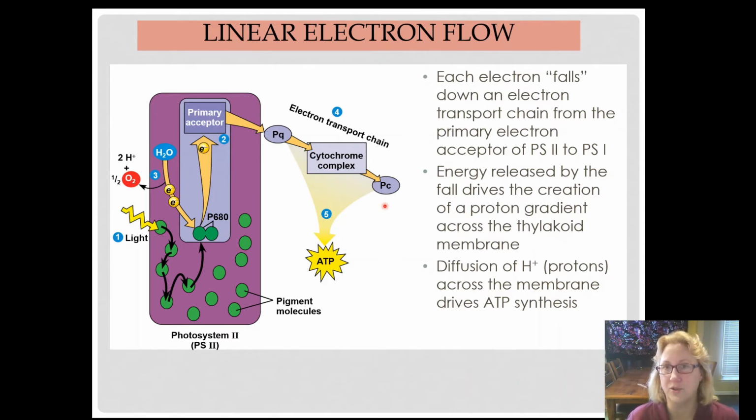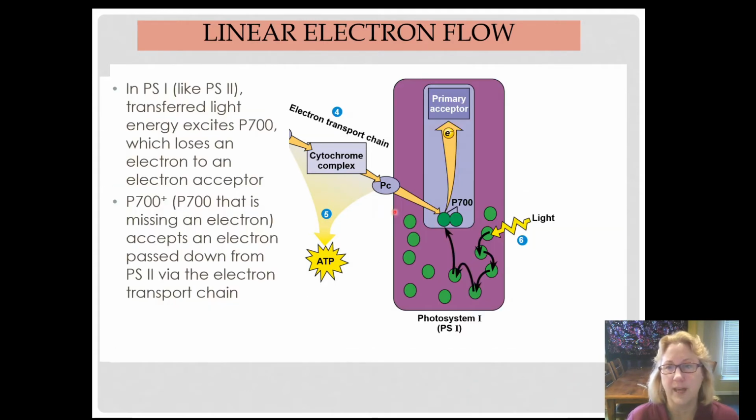So the electrons go down in energy and a proton gradient is created. That is a form of stored energy. Remember, that's potential energy. And exactly the same as in respiration, that proton gradient is going to be used to drive ATP synthase molecule to make ATP from ADP. So that's the linear electron flow from Photosystem 2 to Photosystem 1 through an electron transport chain.